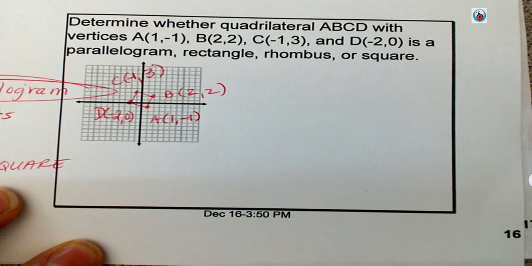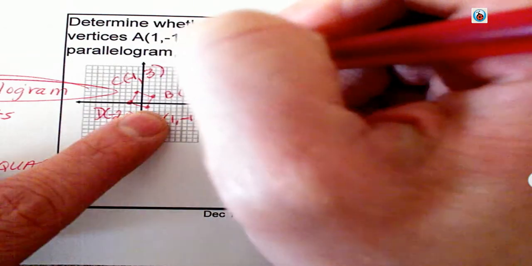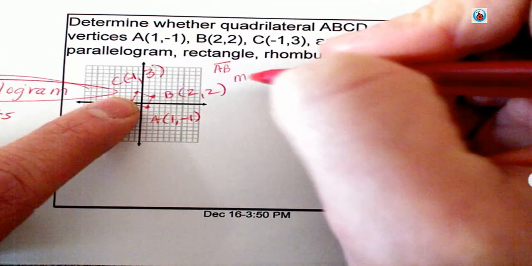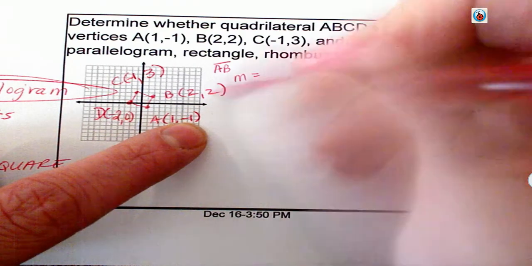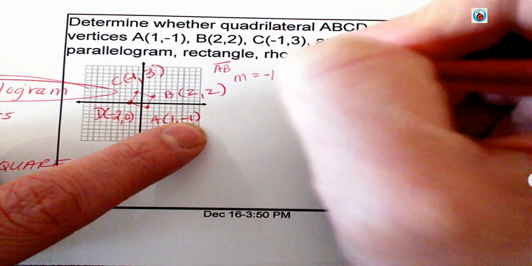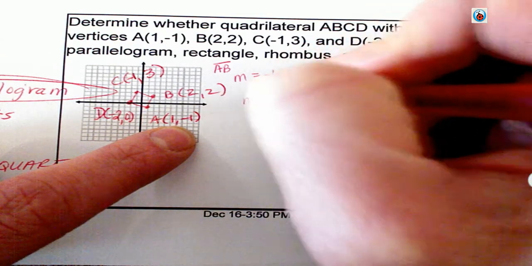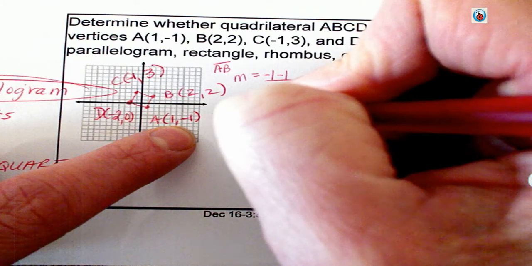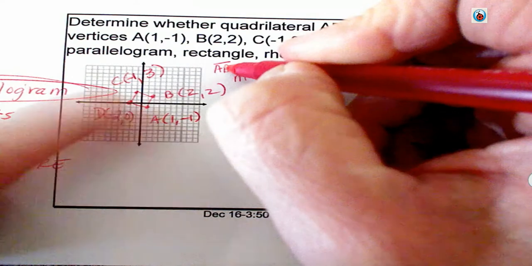So start with parallelogram. I'll do slope again for parallelogram. I'll start with side AB. So rise over run. My change in y from -1 to 2, I have -1 minus 2 over my change in x, 1 minus 2. That's -3 over -1, which is a slope of 3. That's the slope of side AB.